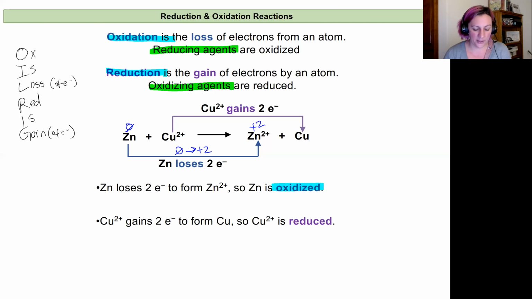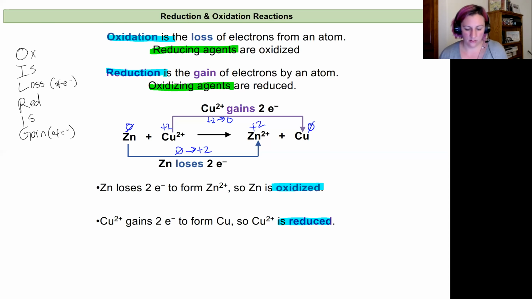Now our copper has a +2 oxidation state to begin with because it has a charge of +2. And when it goes to the elemental state, it goes to an oxidation state of 0. And so we're going from a +2 to a 0. So to lose positive charge means you're really gaining negative charge. And so we're gaining 2 electrons in this process. And that's going to correspond to gaining electrons, which is reduction.